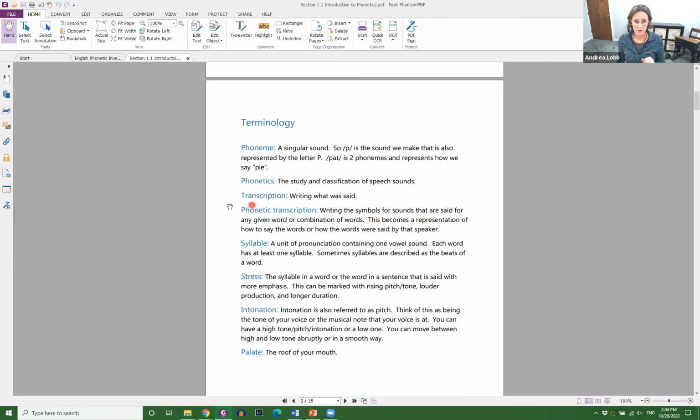Phonetics is the study of sounds. Transcription would be how we write sounds. So phonetic transcription is writing the sounds we say. Syllables. If you're studying English, you have to know what a syllable is. That unit or beat in a word has to do with how many vowels are said in the word, not spelled, but said.